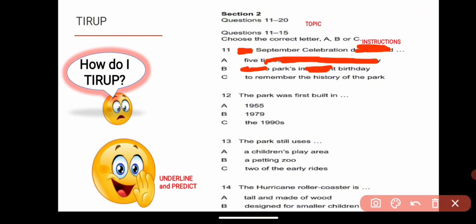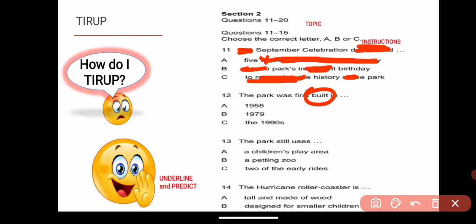On the park's important day, you can see park's birthday, to remember the history of the park. You can see, you have cancelled them out so that the most important one. So what you are going to be seeing is September celebration. Is it 5 times? 5 times. Is it park's birthday? And is it history park? This just, so you see, it's easier to read.